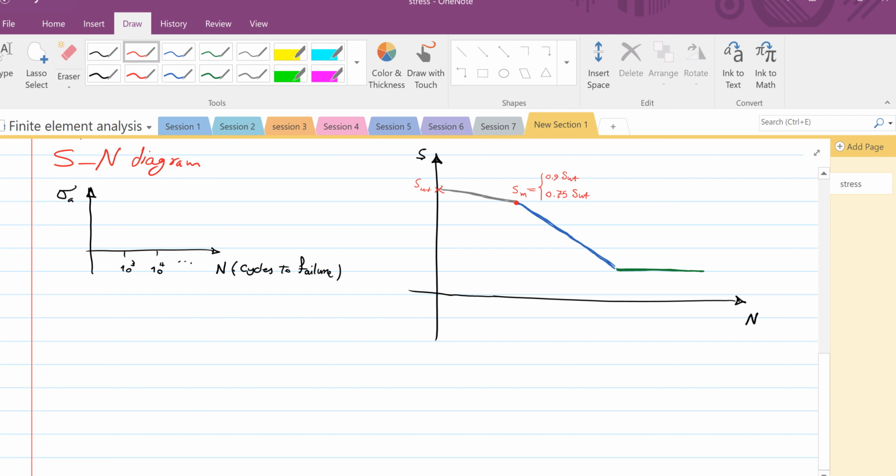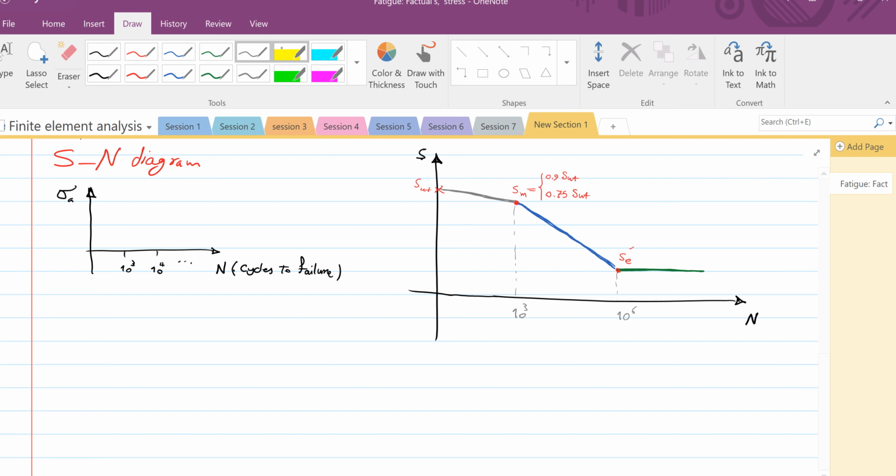This point we call it SE prime, and it is the ideal endurance limit. Okay, let's show the value for the number of cycles. These are the approximate numbers. Usually this is 10 power 3, this one is 10 power 6.